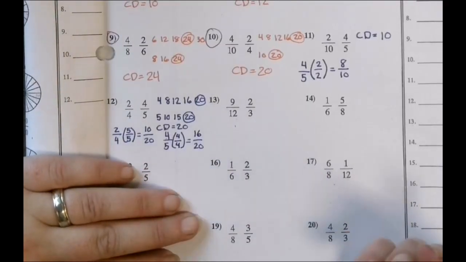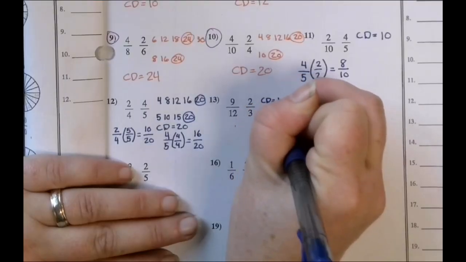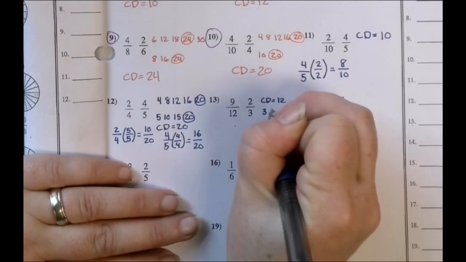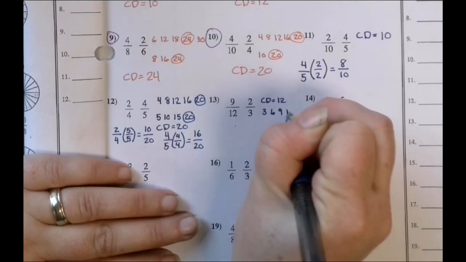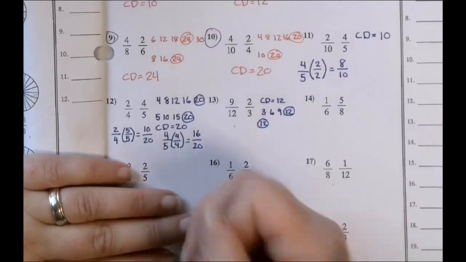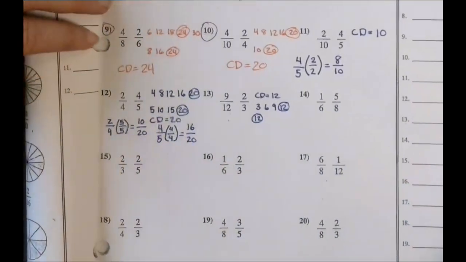So does 3 go into 12? It does. So my common denominator in this case is going to be 12. And then to prove my work, I would just count by 3s: 3, 6, 9, 12, and then show that I have 12 in both. That's a totally reasonable thing to do.